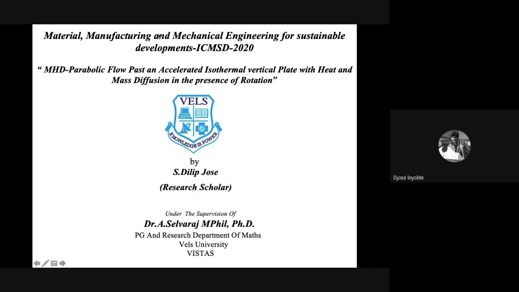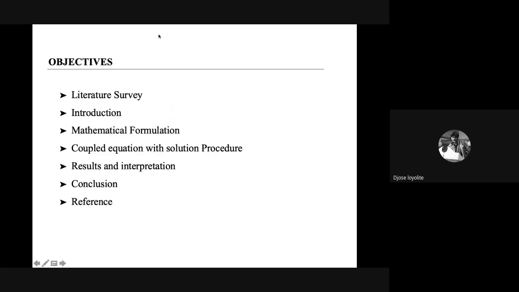My topic is MHD parabolic flow past an accelerated isothermal vertical plate with heat and mass diffusion in the presence of rotation, under the supervision of Dr. A. Selvaraj, Associate Professor, Department of Mathematics, Vels University, VISTAS. This is my objective, sir. First, literature survey followed by introduction, and we have mathematical formulation, coupled equation solution procedure, results and interpretation. Finally, we have conclusion and application and reference.